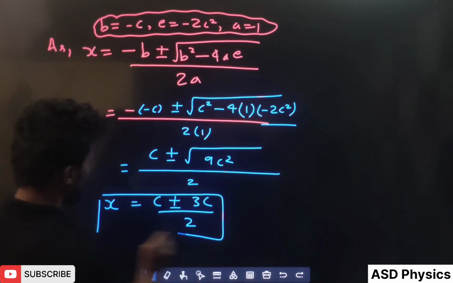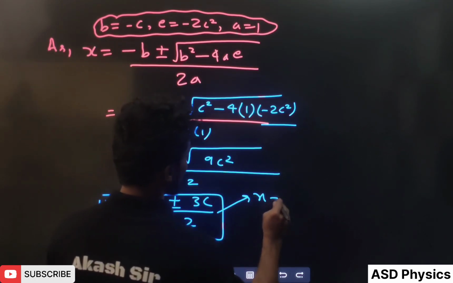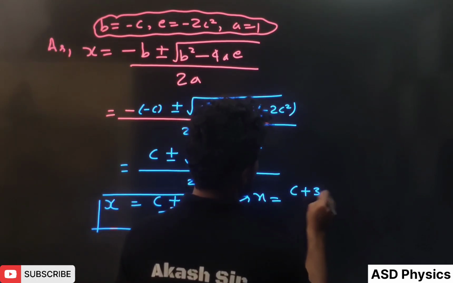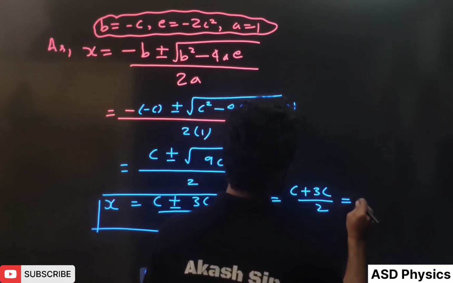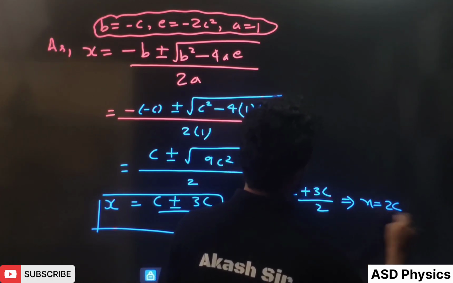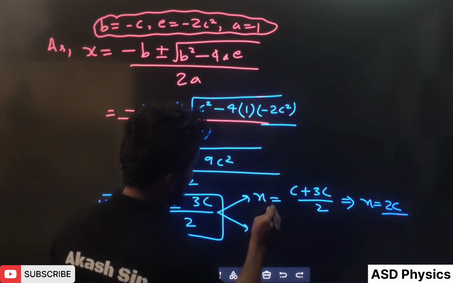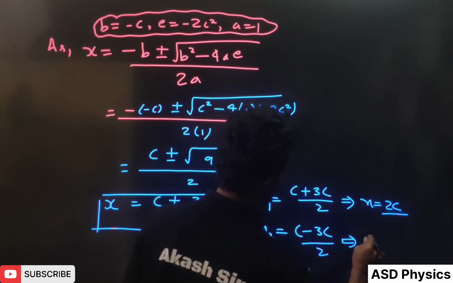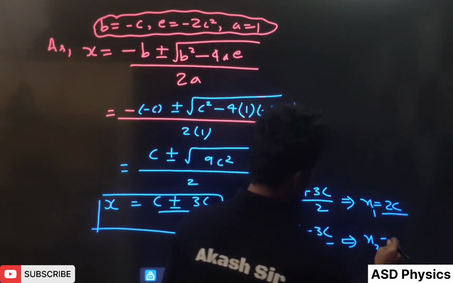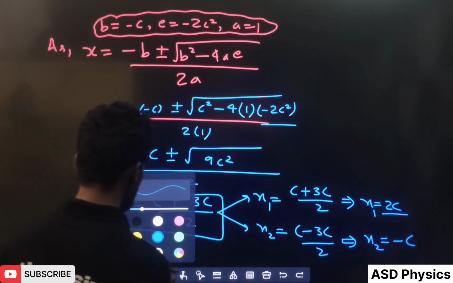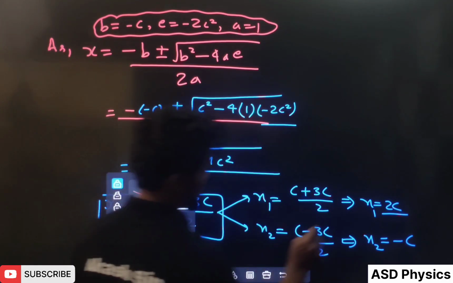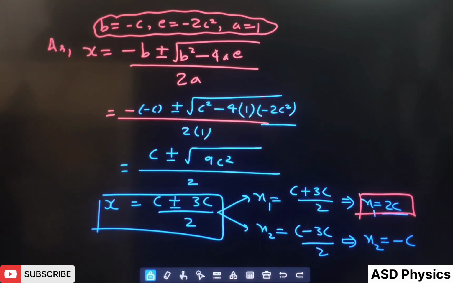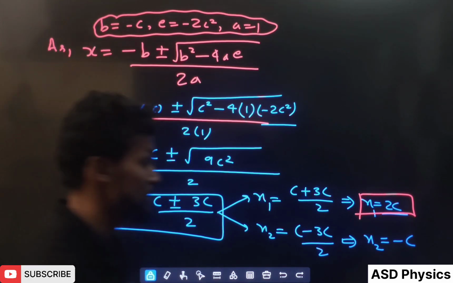So from here students, how many roots are there? If I write here the first root, x will come here c plus 3c by 2, that means 4c by 2. That means x will come here 2c. Second one, if I write here the second root, x2 equal to c minus 3c by 2, that means x2 will come here minus c. And you know very well, the capacitance cannot be negative. So what is the correct answer? The correct answer is here 2c. That means the equivalent capacitance between point A and B is 2c.